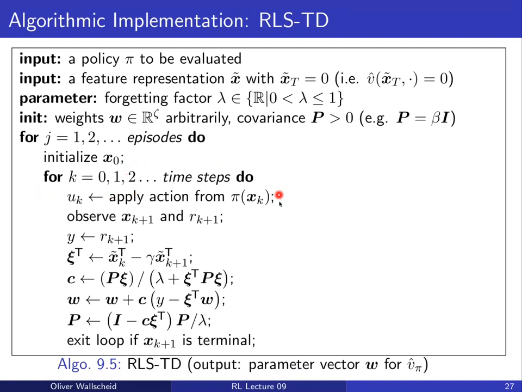We get actions from our policy, which is being evaluated. We observe the new state and the reward feedback. Then in these two lines, we define our target of the LSTD algorithm and our new regressor vector x_k transpose. Then, from the previous slide, one after another, we calculate the corrective term C, the new parameter W, and the new covariance matrix P, and do that until our successor state x_{k+1} is terminal. With that algorithm, as we have discussed, we get in every step the TD fixed point of W, and not only an incremental update, which does not squeeze out all possible information from these data points.